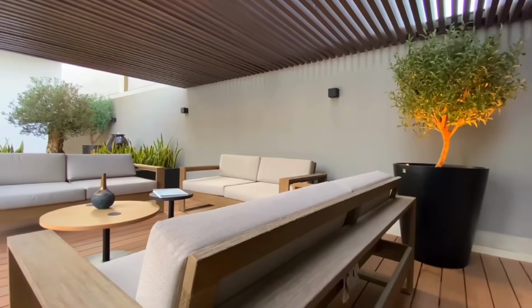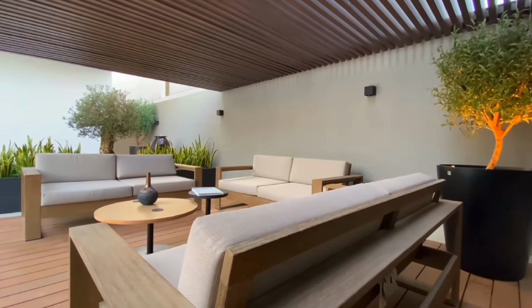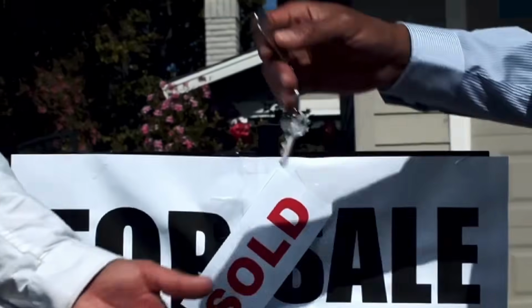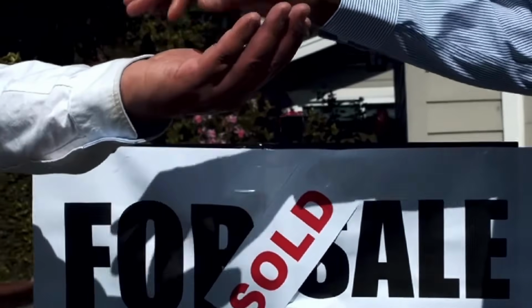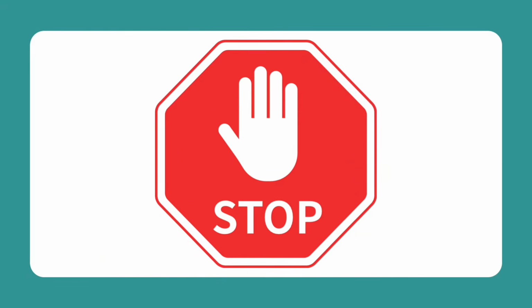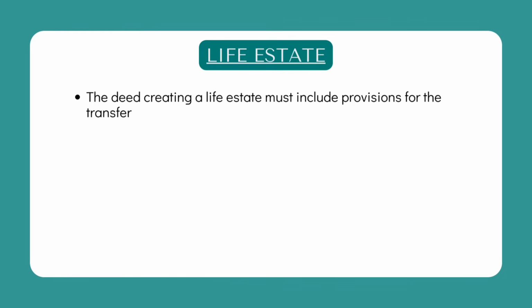As the life tenant loses control of the property upon death, any leasing, mortgaging, or selling activities will stop. This ensures that the rights associated with the property termination are aligned with the conclusion of the life tenant's lifespan. The deed creating a life estate must include provisions for the transfer of ownership upon the life tenant's death.